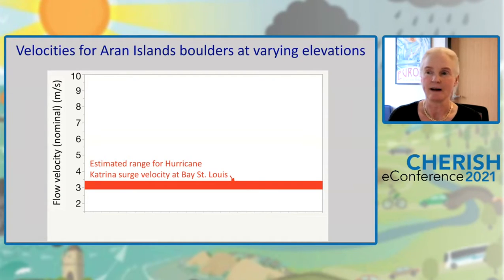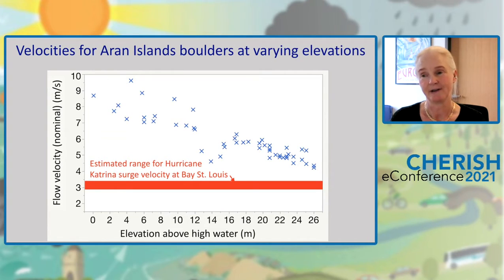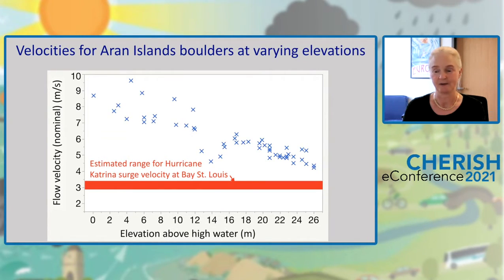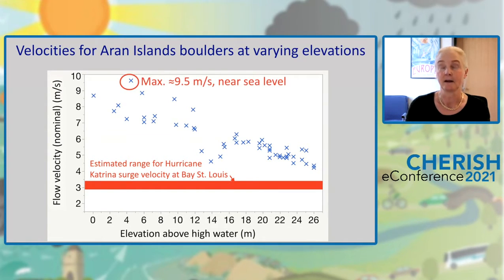This gives us a comparison with the Aran Islands. And so in this graph here, where I've got flow velocity, the nominal index flow velocity, on the y-axis, the big thick red line is that range of velocities from Bay St. Louis. And I'm going to plot on here now data not just from the area near Dún Dúchathair, but data that we collected from throughout the Aran Islands, at a range of elevations from sea level up to 26 meters above. And you can see that the highest flow velocities that we recorded as a result of those storms were about 10 meters per second at fairly low elevation.